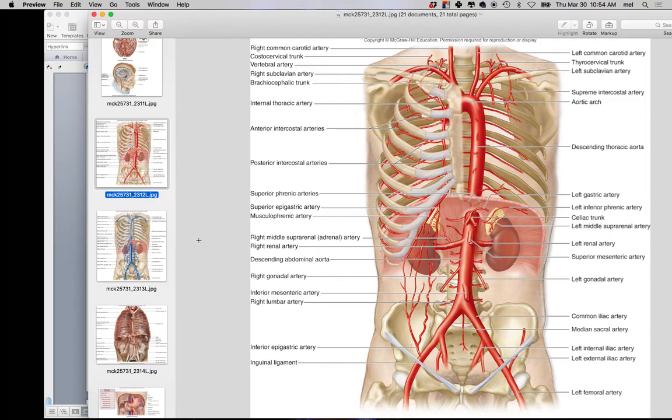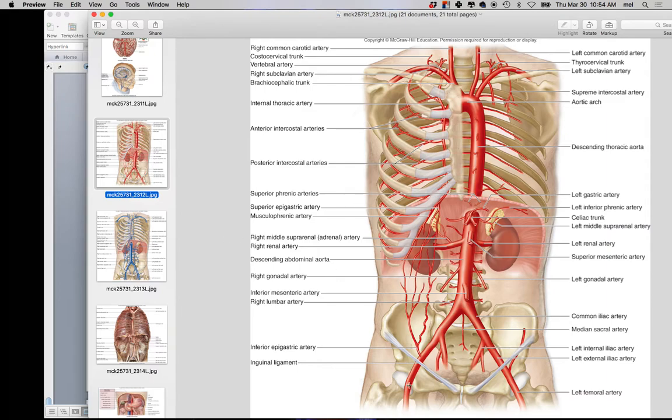Why are they called iliac? Because they're running by the ilium, right, that bone, okay? And then the common iliacs will split into the internal iliacs and the external iliacs. Yes? Okay, let's talk about what the internal iliac supplies.